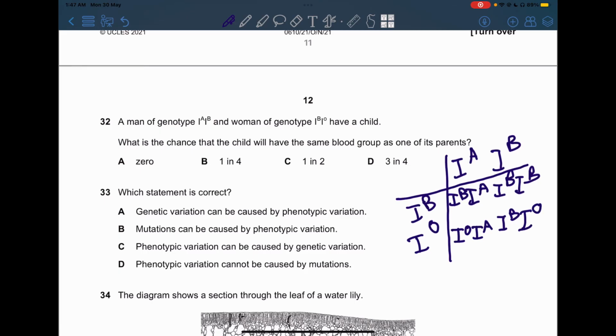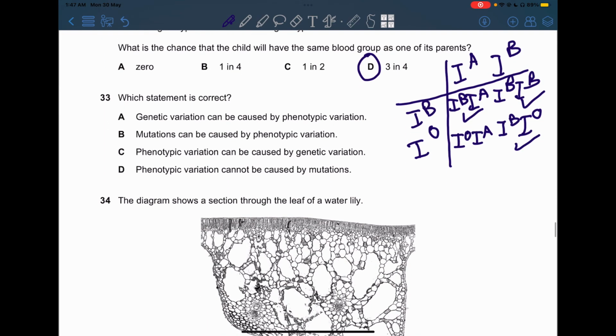Now, they said that they want the same blood group as one of its parents. So that's going to be IBIB, and IBIO, which is the same as the mother's, and of course the AB. So this is 3 and 4.